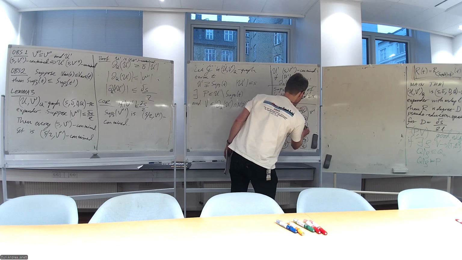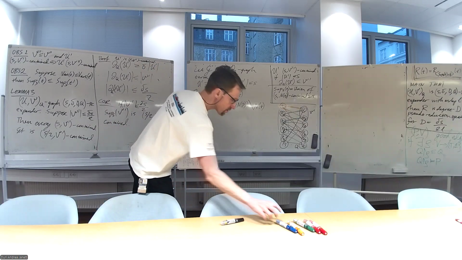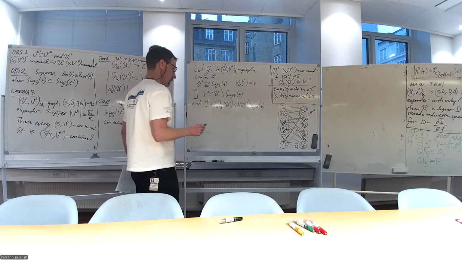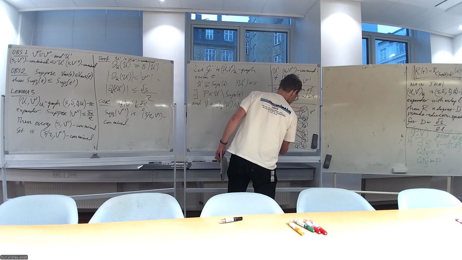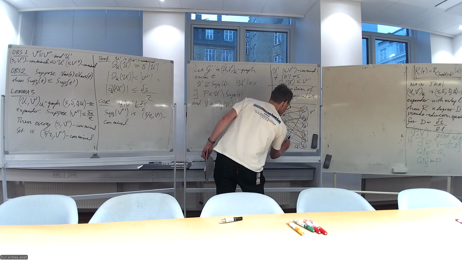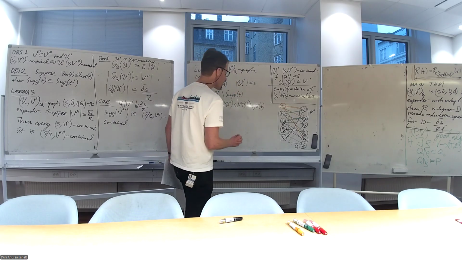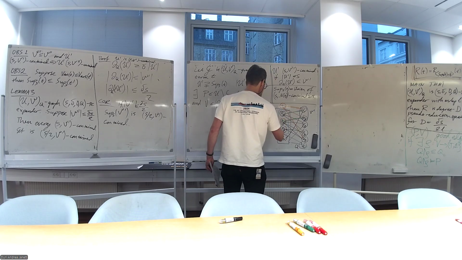This figure maybe. Let U prime now be... actually, let me. Okay. So what I'm saying is, now look at this blue set. Let this be U prime.